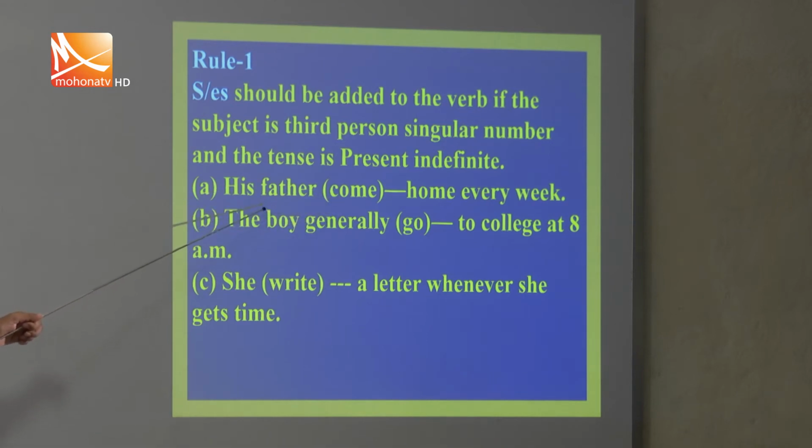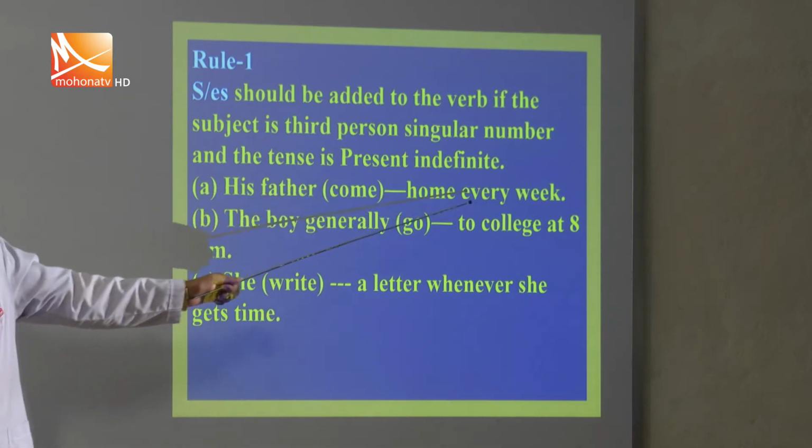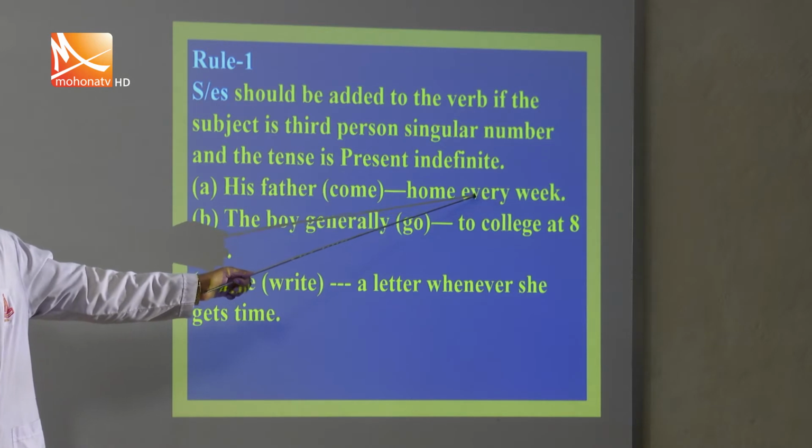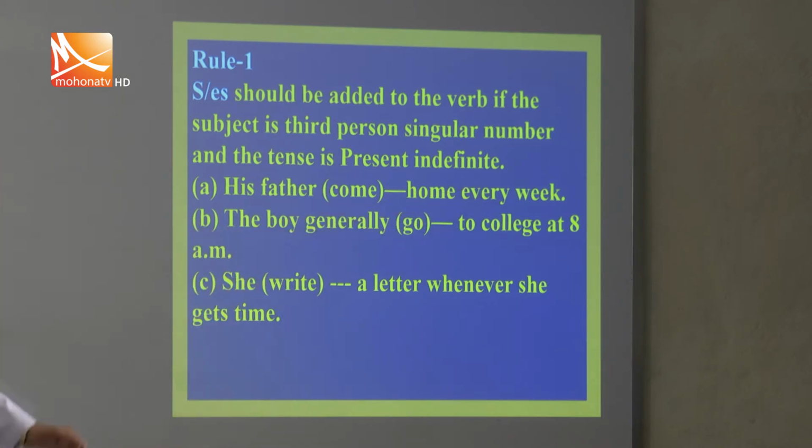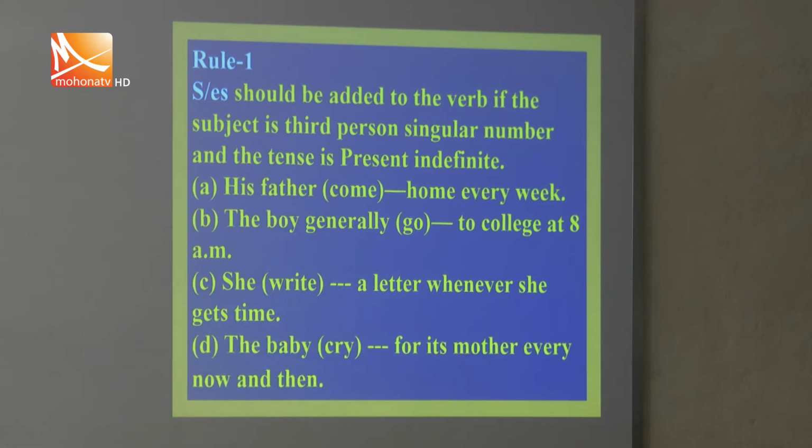For example, his father come home every week. So, every week denotes present indefinite tense. His father is third person singular number. So, the right form of verb come will be comes. S or es has been added here.